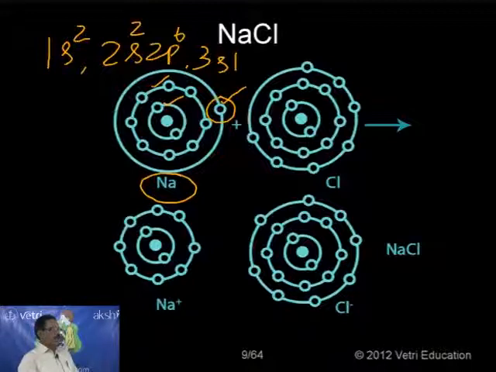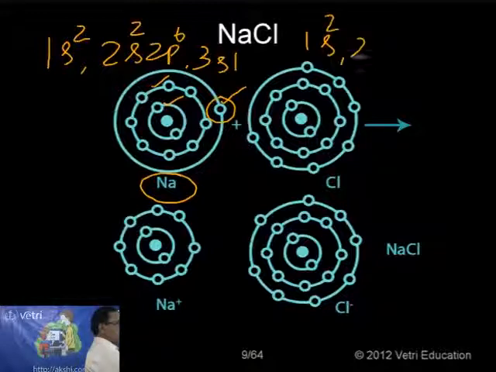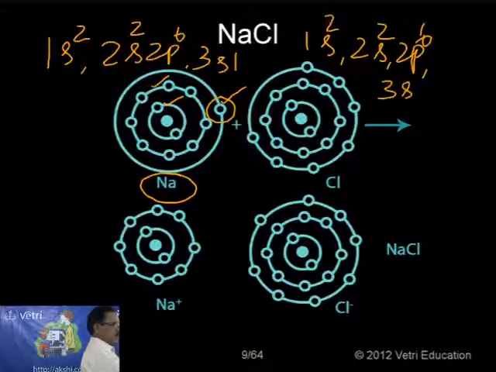Then coming to the other one, chlorine. I have already pointed out that chlorine comes under the halogen family, the 17th group. So the electronic configuration is 1s2, 2s2, 2p6 and 3s2, 3p5.